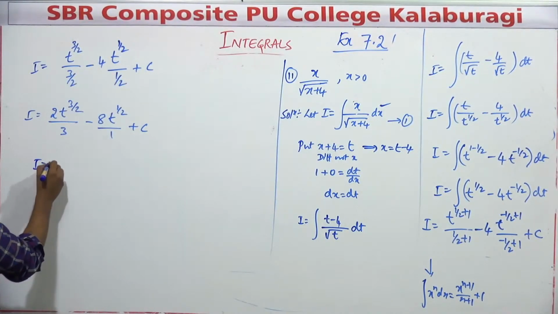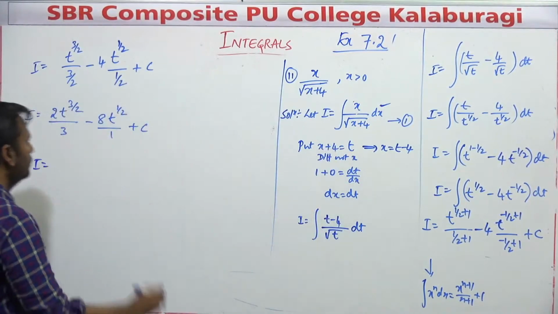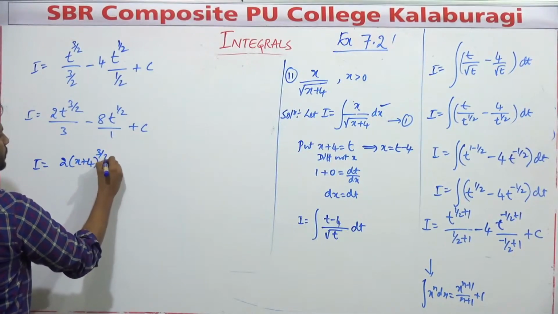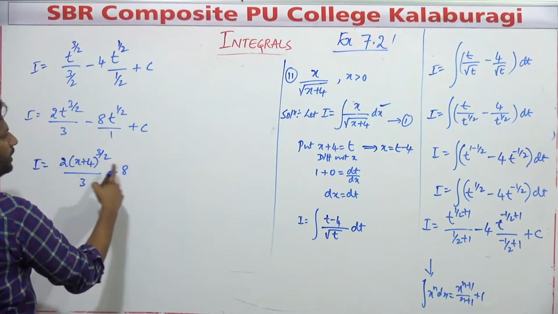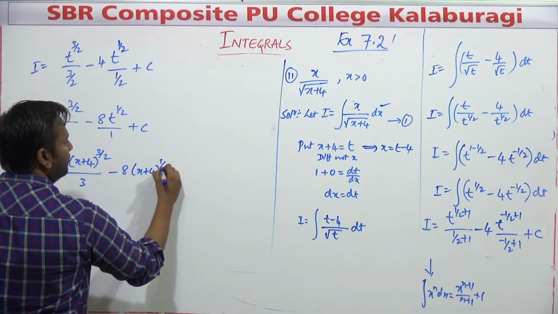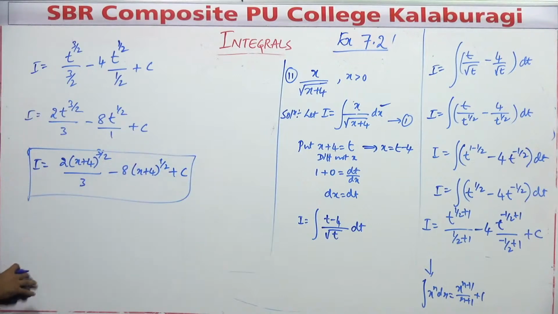Now again you have to replace back t as what here? You have to replace back t as x plus 4. So 2 times (x plus 4) to the power 3 by 2 divided by 3, minus 8 times (x plus 4) to the power half. This is the answer. Easy, right?